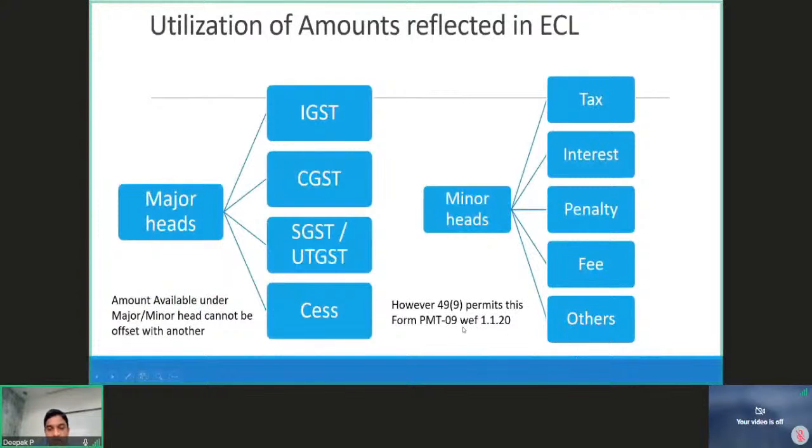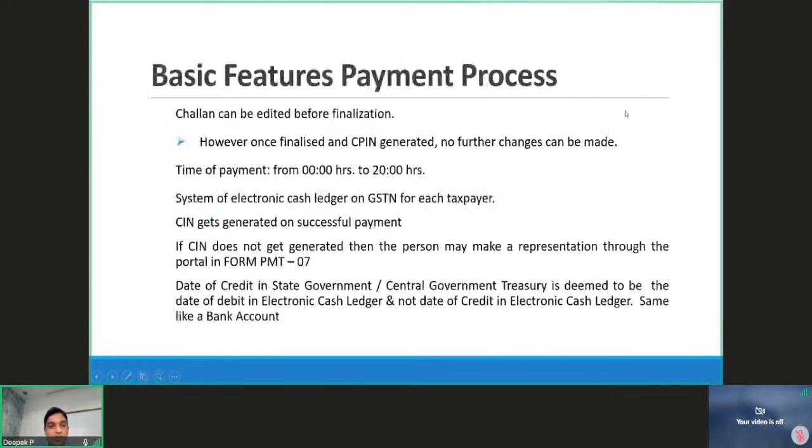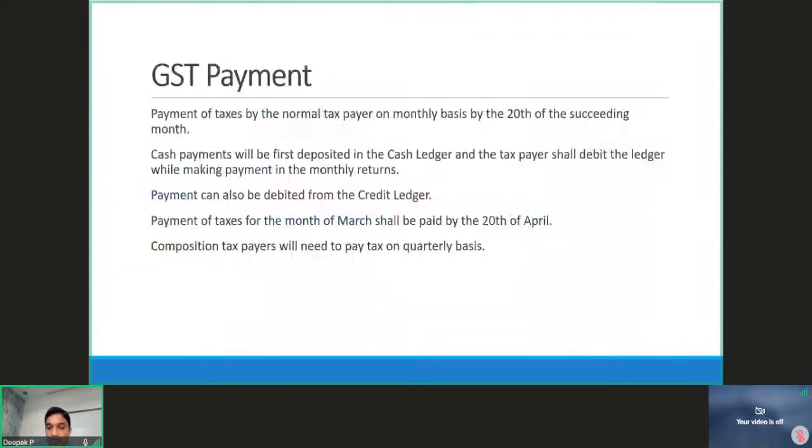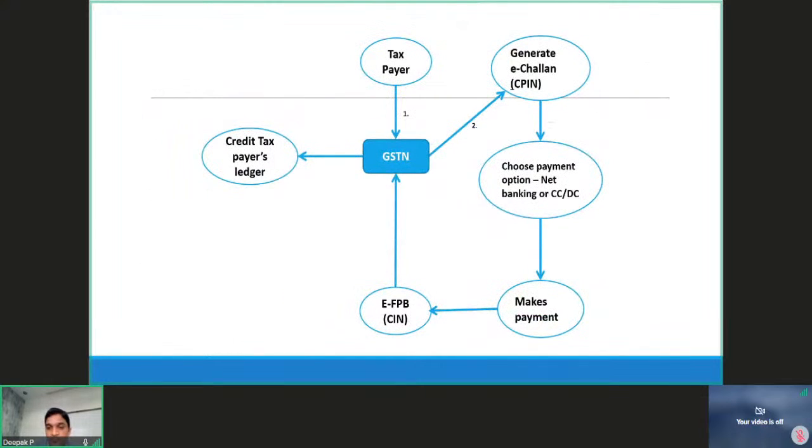PMT-09 permits this now. So in the question, if you get any date before this, then the adjustment is not permissible. So adjustment from IGST minor head, from tax to interest, is possible through PMT-09 later on, not before 1st January 2020 and not before that.